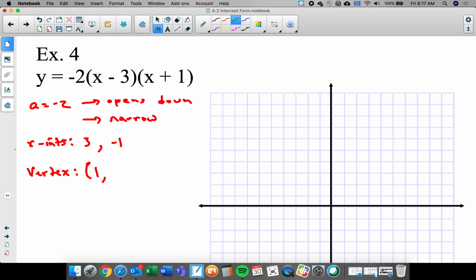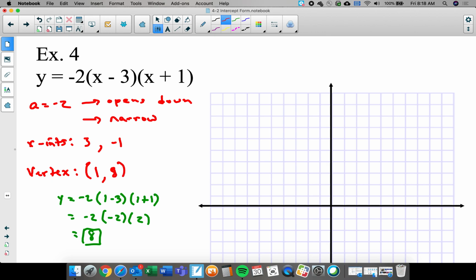In order to find the y-coordinate that goes with it, we have to plug it back into my equation. So we end up with y equals negative 2 times (1 minus 3) times (1 plus 1). And now we evaluate to get our y-coordinate. Negative 2 times negative 2 times positive 2. If you multiply all of those together, negative times a negative is a positive 4, times 2 gives you a positive 8, and there is the y-coordinate of my vertex. (1, 8) happens to be the vertex.